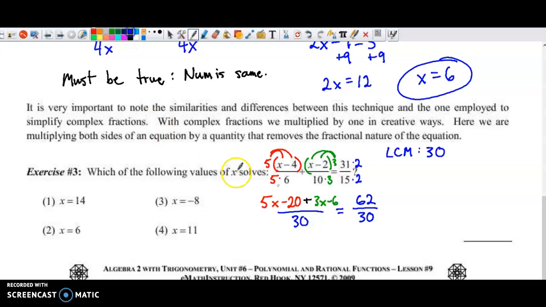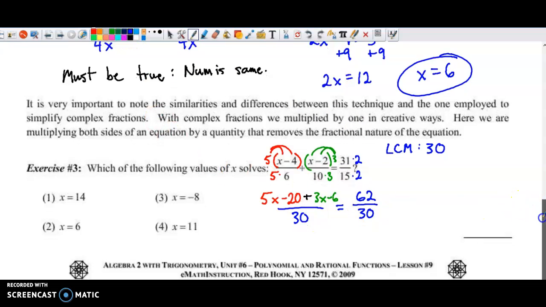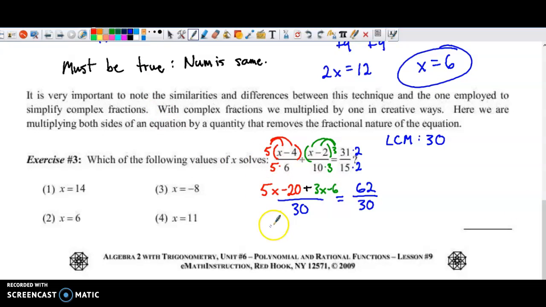So again, if the denominators are the same, the numerators must also be the same, and I'm going to combine like terms. That it's 8x minus 26 needs to equal 62. So add 26 over. We're looking at 8x needs to equal, let's see, 88. And when you divide both sides by 8, you'll get x equals 11.